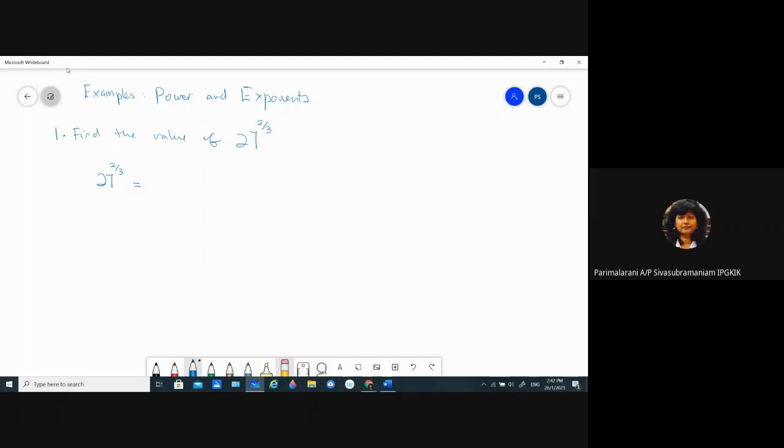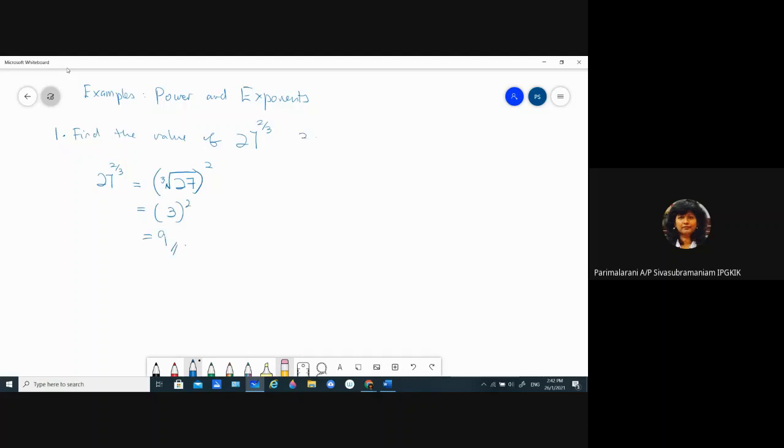This is 27 to the power of 2 over 3. The formula that we're going to use is a to the power of m over n. So we can write this as the cube root of 27, the whole thing squared. So what is the cube root of 27? It is 3. So 3 squared is equal to 9. That's question 1.